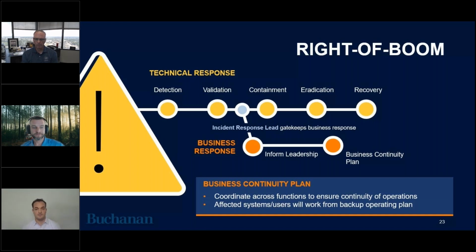And now Seth talked a little bit about being well beyond that acceptable downtime. How would your company operate if you exceed that acceptable downtime? Do you have a backup plan in place? Is there a way to utilize alternate communications? Do you have a plan to communicate with your customers, with your partners, with your vendors? To be able to coordinate across all functions, both within your organization and outside of your organization, ensures that continuity of operations. It also ensures that the affected systems and users have the ability to work from a backup operating plan to really minimize that downtime.